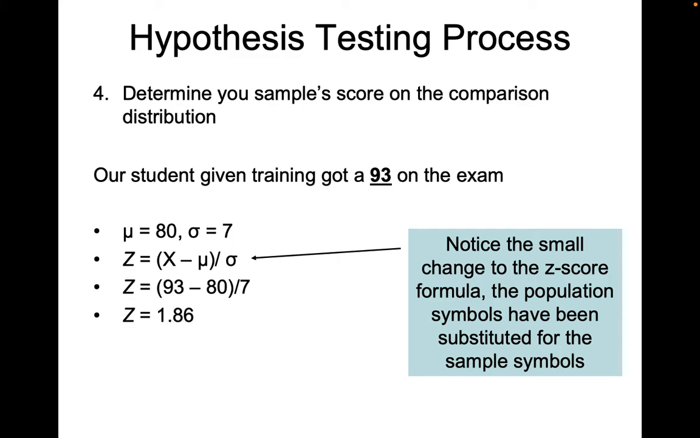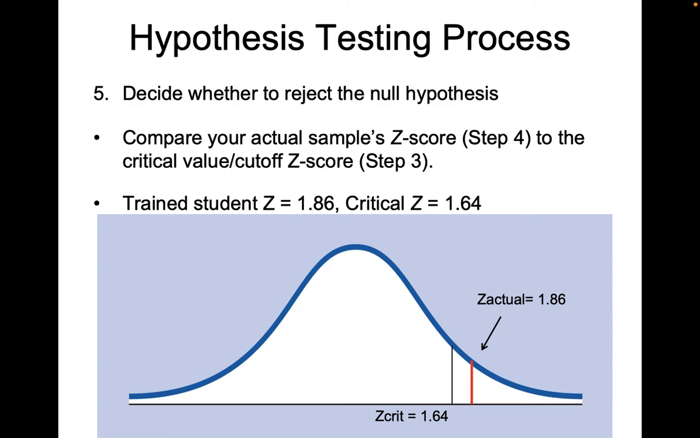Okay, so in doing that, we get a z-score of 1.86. The very last step is to decide whether to reject the null hypothesis. What we do here is we compare our sample's actual z-score that we got in that last step, step 4, to the critical value or the cutoff z-score that we determined in step 3. So we're going to compare 1.86 to 1.64.